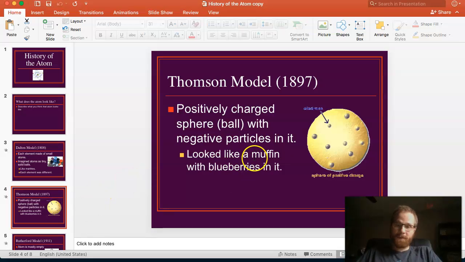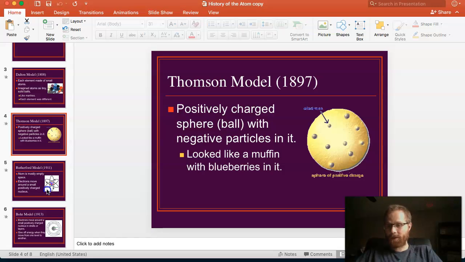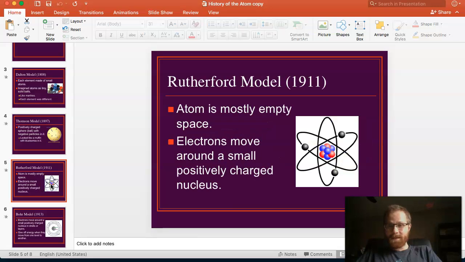So yeah, feel free to pause the video, finish jotting down the notes from this slide, and then we're going to learn about the next model. Here we go. Okay. The next model is called the Rutherford model.